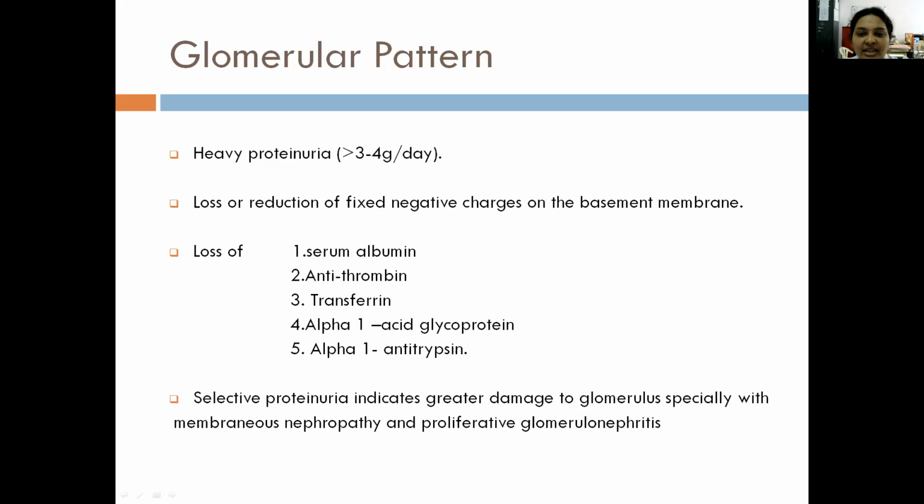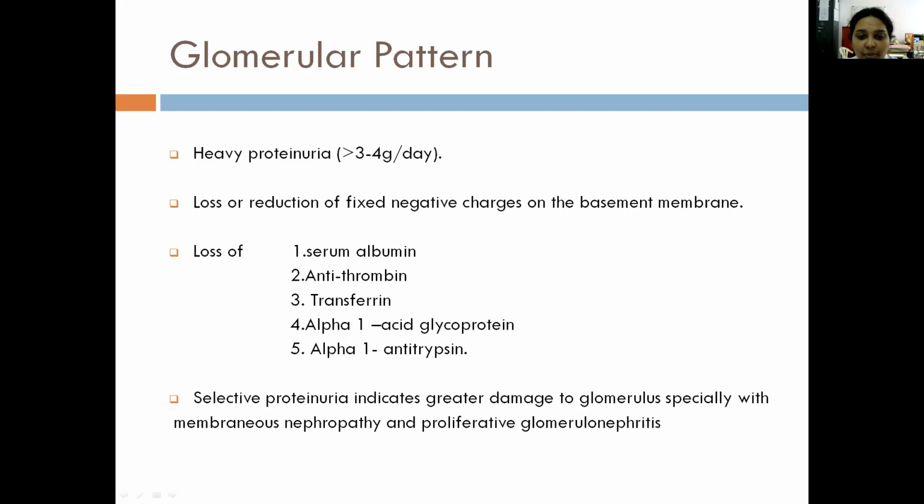Loss or reduction of fixed negative charges on the basement membrane is one of the most common causes for the glomerular pattern. Generally the basement membrane has fixed negative charges, and the proteins also have negative charges. When these two negative charges interact, they repel, and hence the proteins won't pass into the urine. If there is loss or reduction of the fixed negative charges, then these proteins will escape via the basement membrane and enter the urine. So this is the basic mechanism for the glomerular pattern.